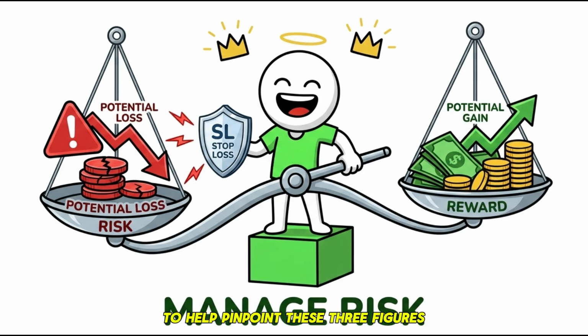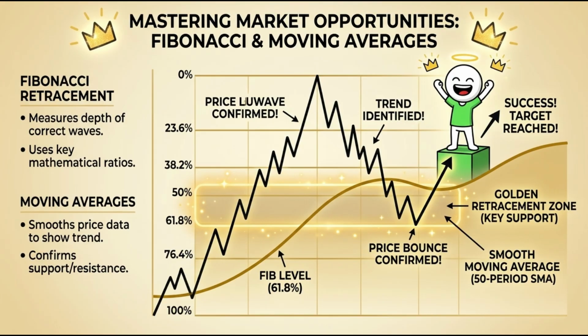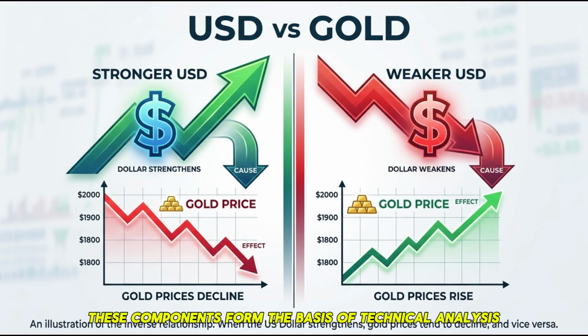To help pinpoint these 3 figures, you can identify the nearest support and resistance levels. This can be done by looking at historical highs and lows that have been tested previously, or by utilizing technical indicators such as Fibonacci retracements and moving averages. Phase 3. The influence of the US dollar. These components form the basis of technical analysis, a method we frequently use on this channel to interpret charts.